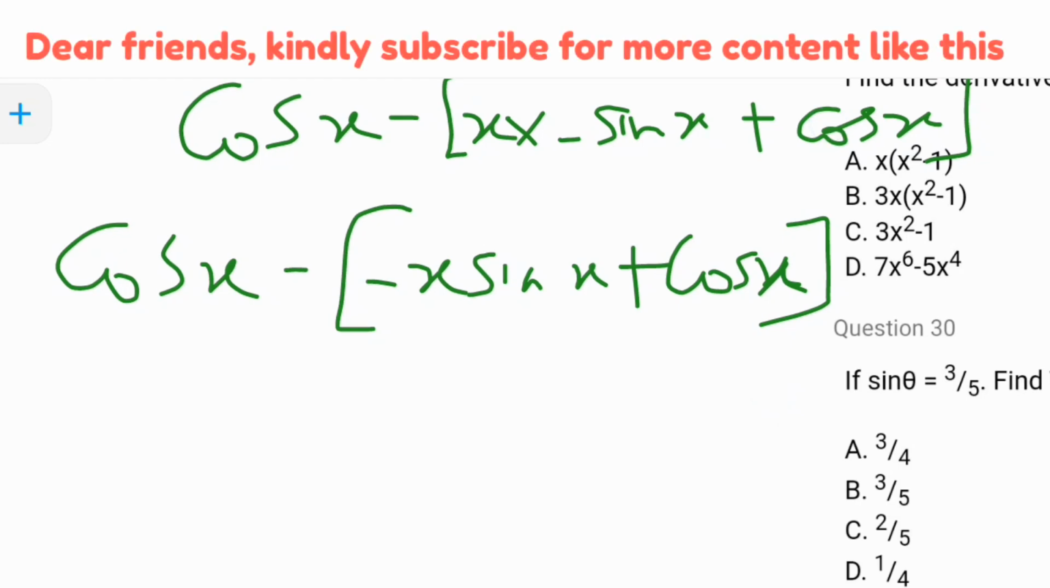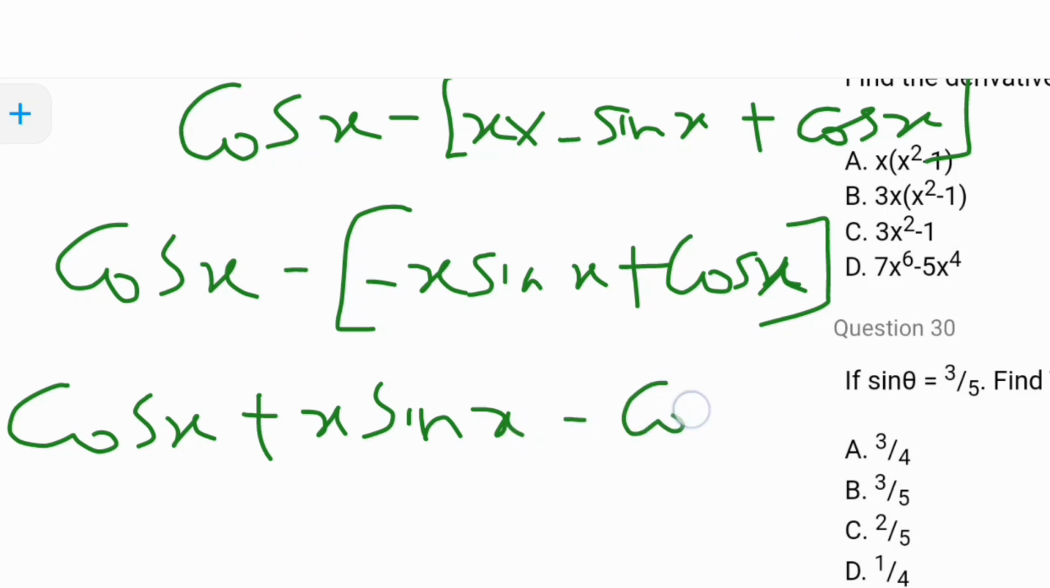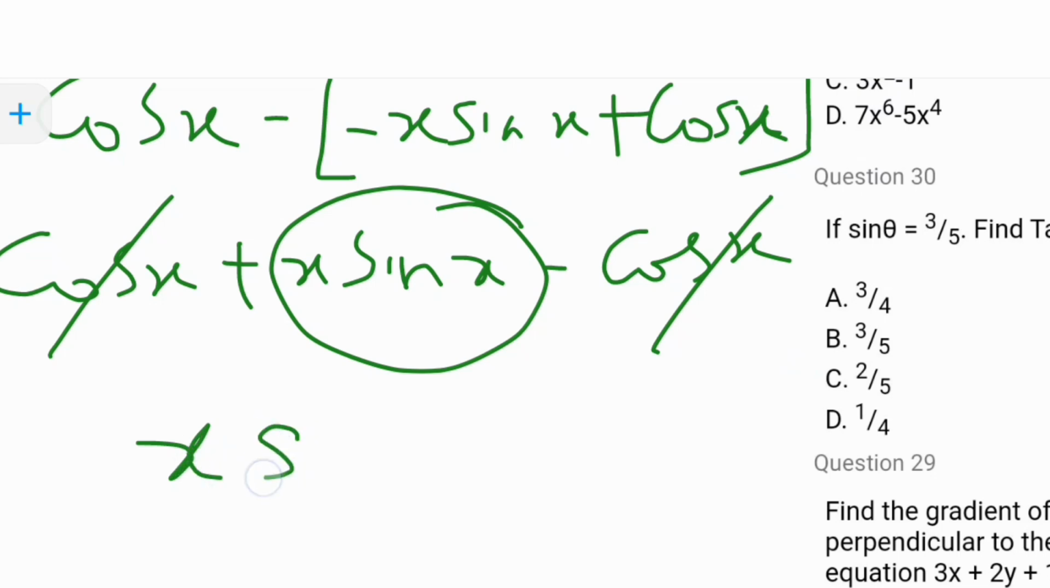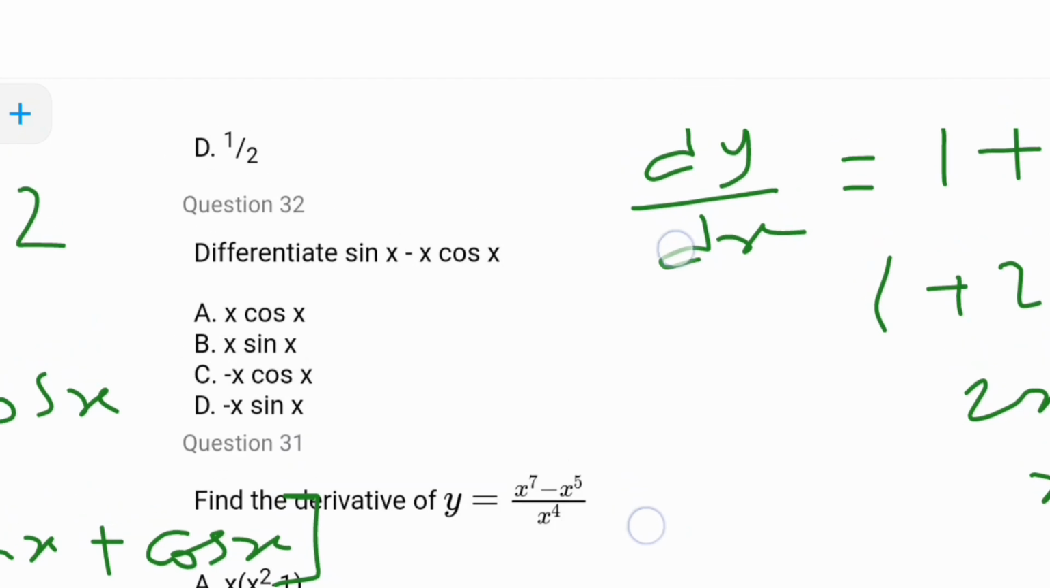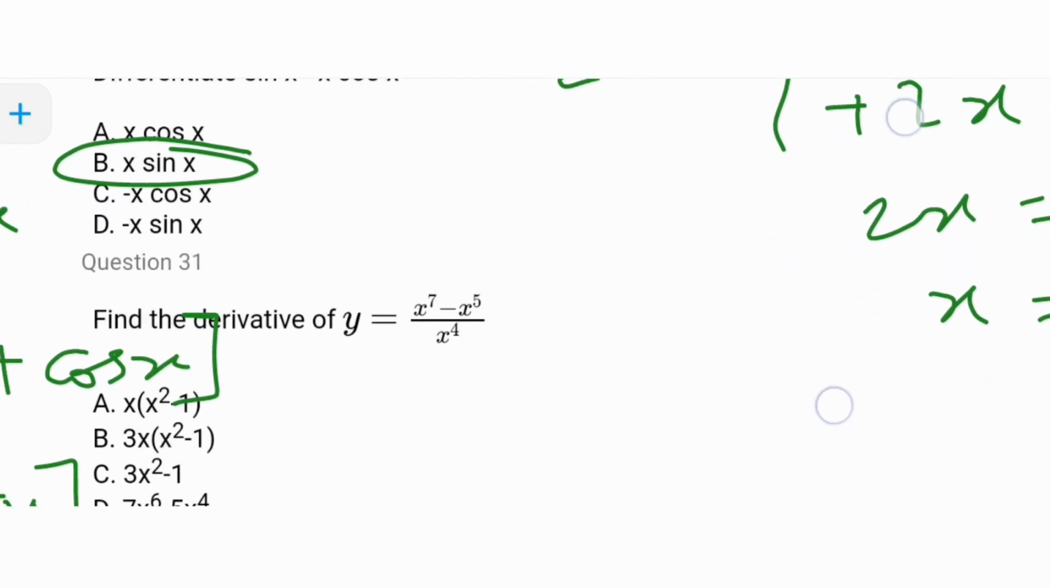Then from here, expand, clear the brackets. That will give you cos x. Minus times minus will give you plus. So that will be plus x sine x minus cos x. So you have cos x cancelling cos x. Cos x minus cos x will give you 0. So the final answer will be x sine x only. That's what will be remaining. x sine x. So you can check that in the options. So that's option B, x sine x. Okay.